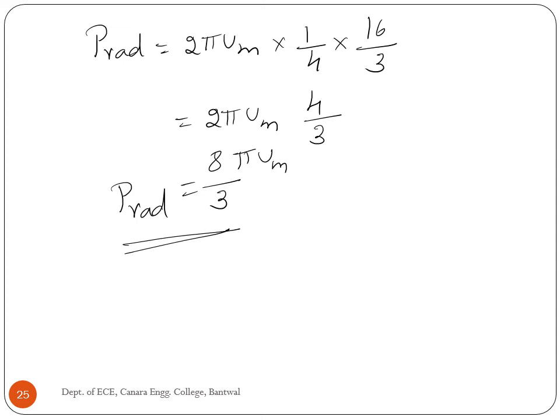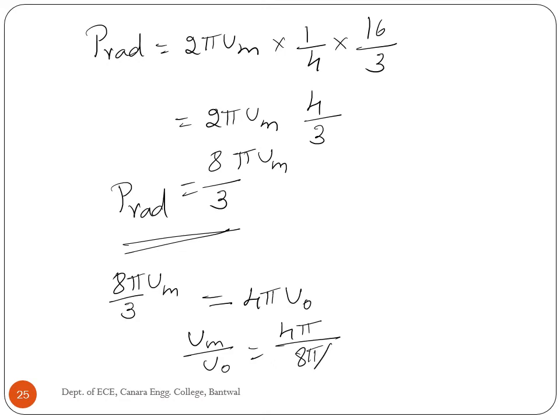When we equate with the radiated power for the given pattern, 8 by 3 pi Um, which is equal to the radiated power from an isotropic source, that is 4 pi U naught, then Um by U naught is equal to 4 pi divided by 8 by 3 pi, which is equal to 1.5, which is the directivity for the given pattern.